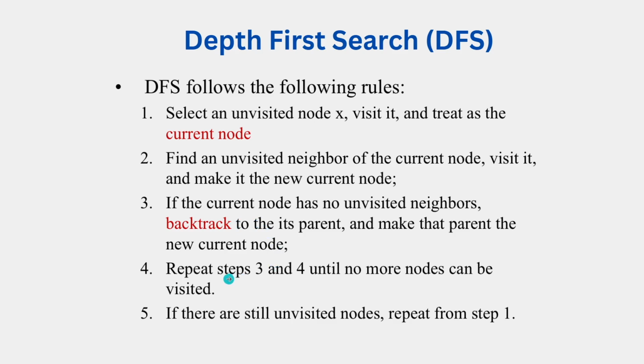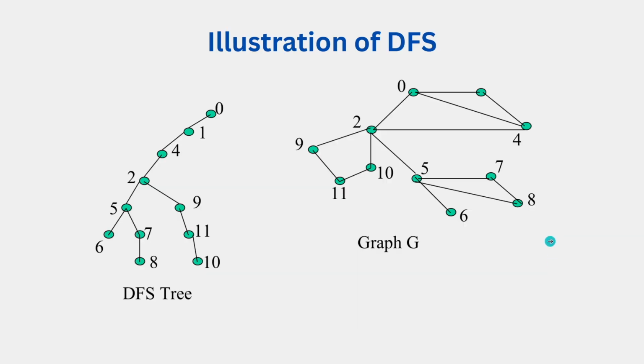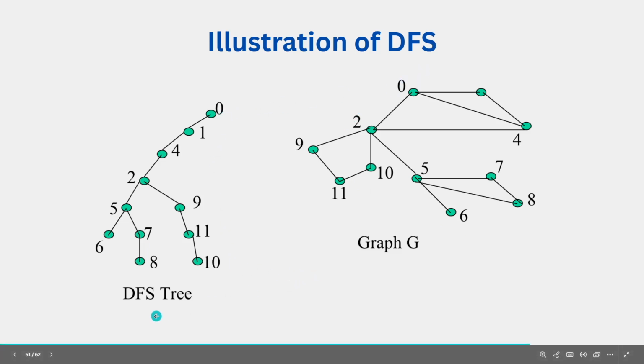So, we will be repeating steps 3 and 4 until all the nodes are marked visited, and if there are still unvisited nodes, we may have to repeat from step 1 from a different connected component. So, this is your illustration, for example, for a depth first search. So, here too the resultant of a depth first search would be a DFS tree.